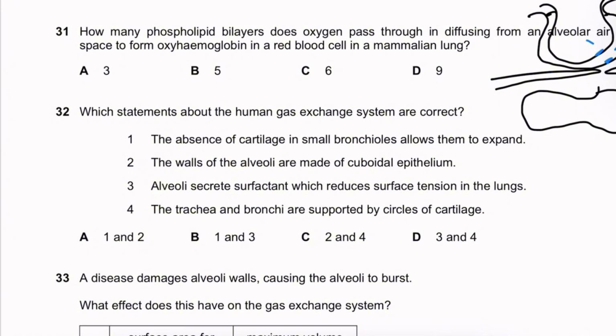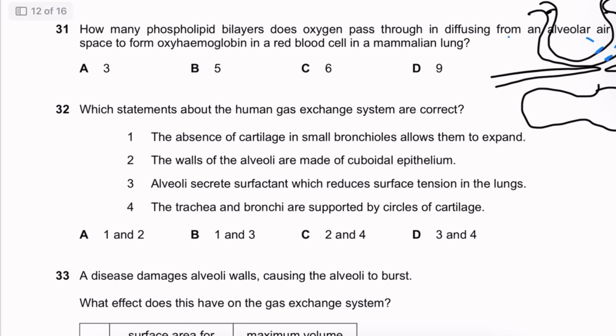Now, how many phospholipid bilayers does oxygen pass through in diffusing from the alveolar air space to oxyhemoglobin in a red blood cell in a mammalian lung? How many does it pass through? Not necessarily a maximum or minimum number, but let's assume it passed through the capillary walls. So 3 and 4 and 5, and 5 is it. So it's 5.